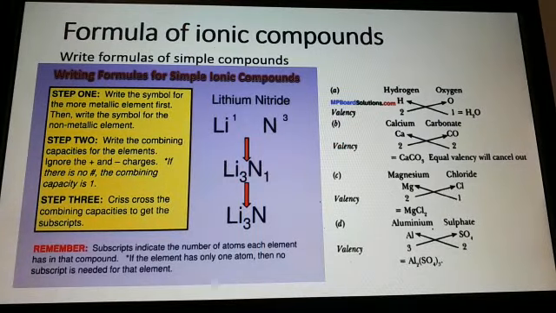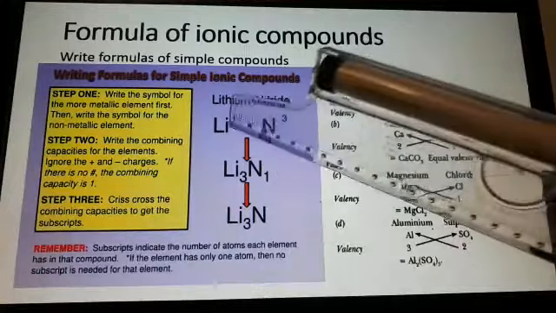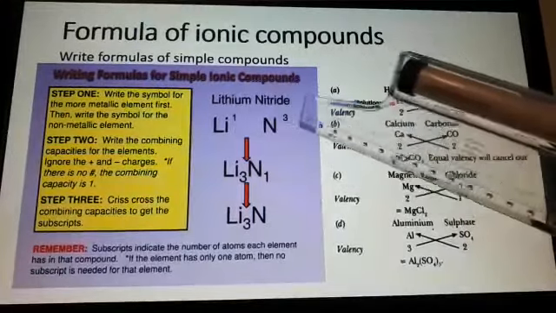The formula of ionic compounds. How to write the formulas of simple compounds. There are 3 steps for writing the formulas. Step 1, write the symbol for the more metallic element. You should write the metallic element first, and write the symbol for the non-metallic element next. Then now here it is lithium nitride. See, lithium is a metal, nitrogen is a gas.